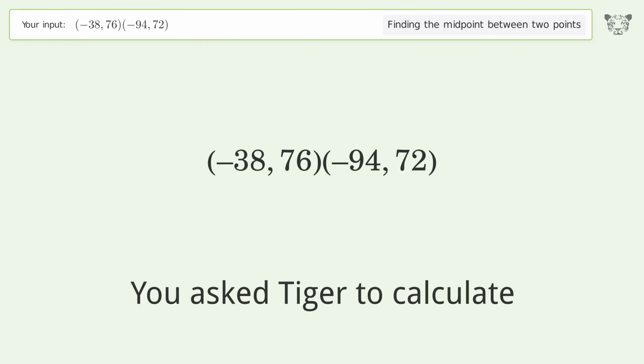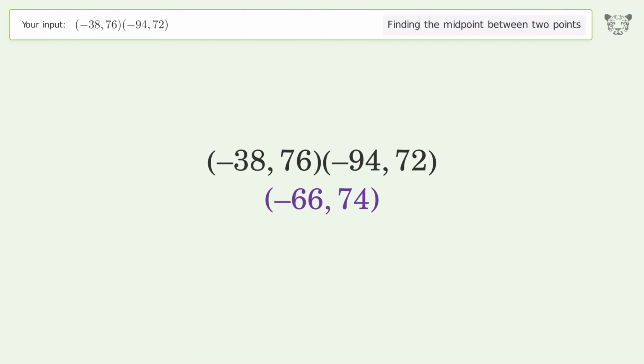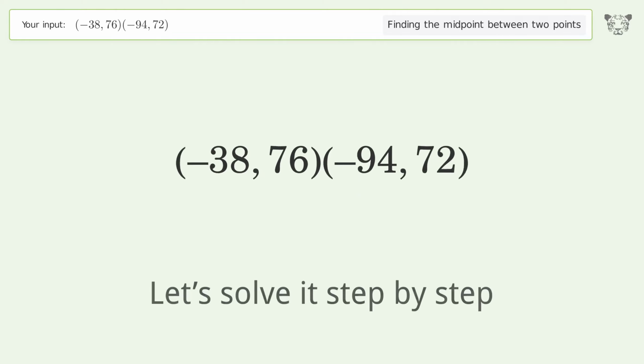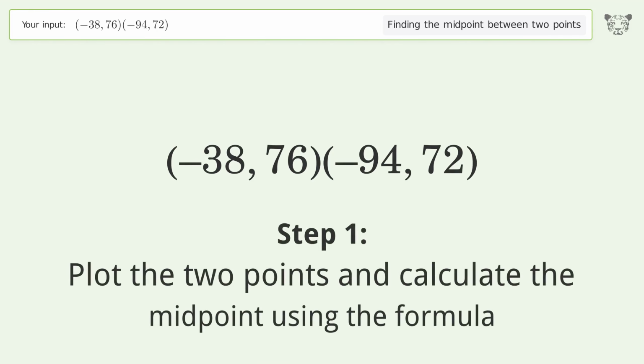You ask Tiger to calculate. This deals with finding the midpoint between 2 points. The midpoint between the 2 points is negative 66, 74. Let's solve it step by step. Plot the 2 points and calculate the midpoint using the formula.